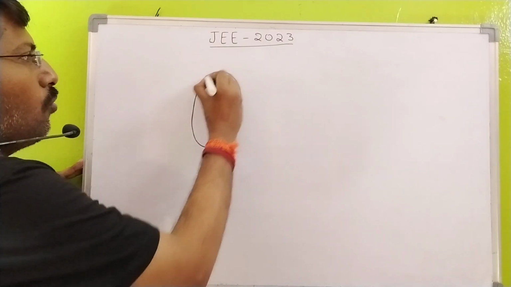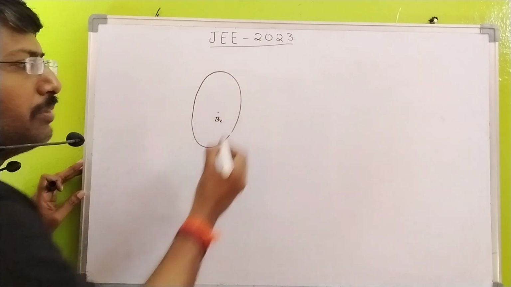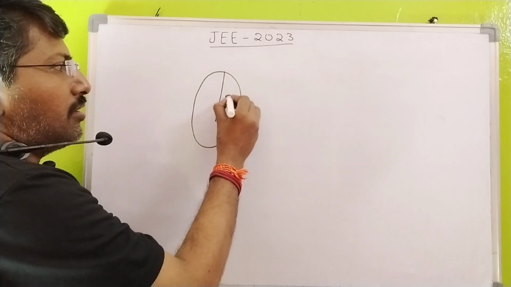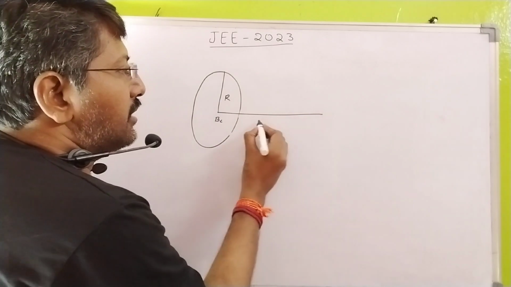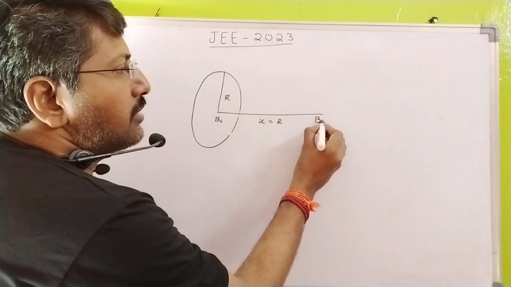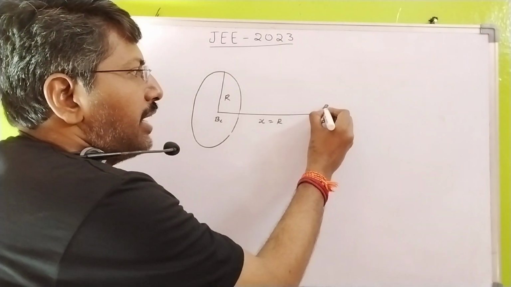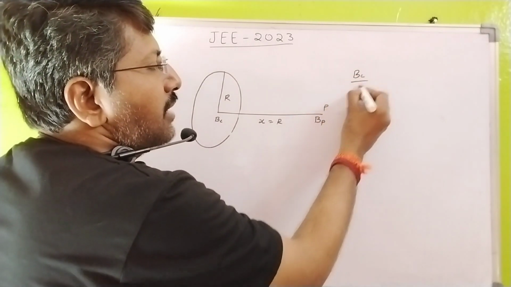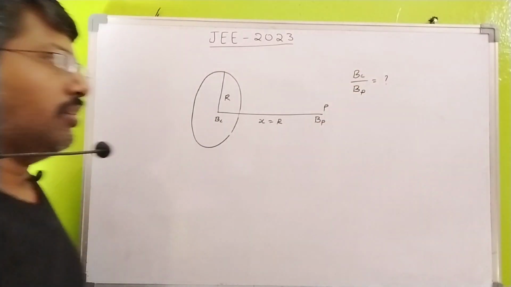This is one circular coil. At the center, the magnetic field is BC, and the radius is given, this is R. Now, at a distance X equal to R, the magnetic field is BP. Now, they are asking what is the ratio of the magnetic field at the center to that at distance R. They are asking a question like this only.